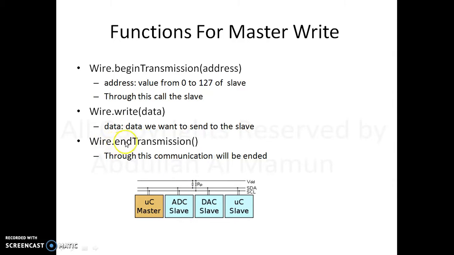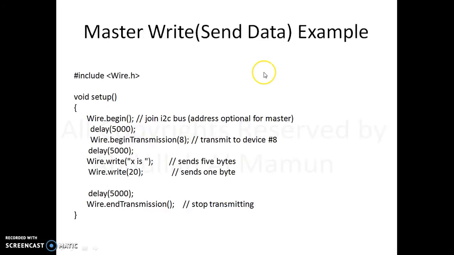And Wire.endTransmission. Through this function we will end the transmission, or we will stop the transmission which is going on from master to slave. So these three functions are used for the master to send data to the slave. And let's go to the next slide.